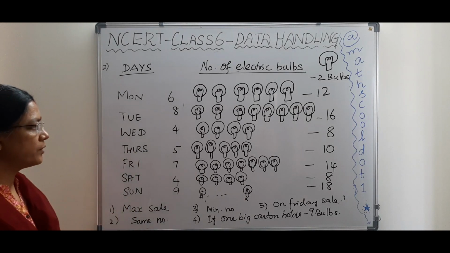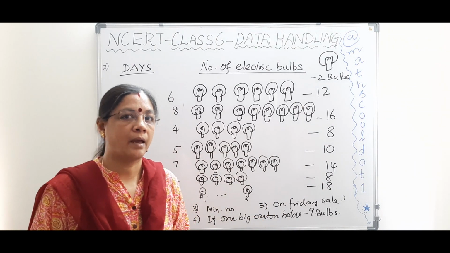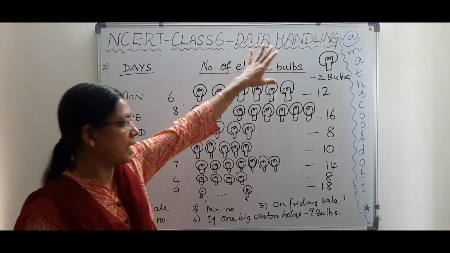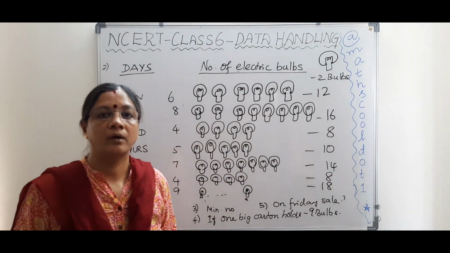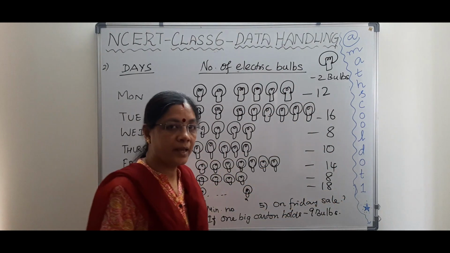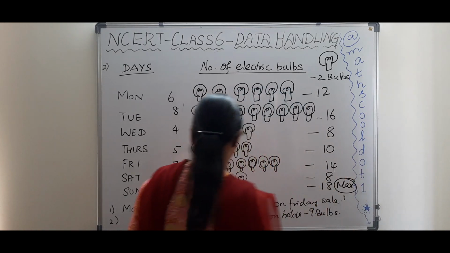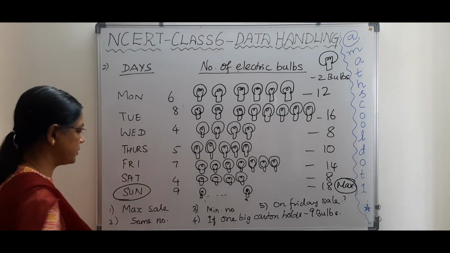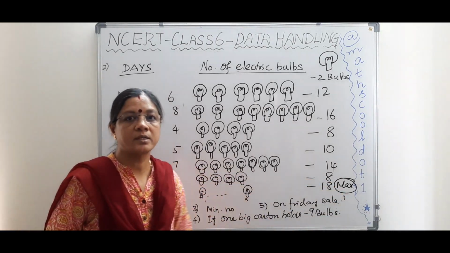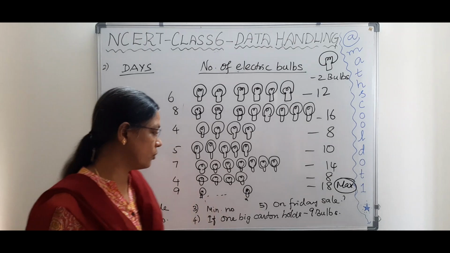What is asked in the first question is, on which day did maximum sale happen? It will be easy for us to find out by seeing the total number of bulbs. So it was on Sunday. Maximum bulbs were sold on Sunday, right? So Sunday is the answer for the first one. Maximum sale was done on Sunday. So that is 18 bulbs were sold on that day.